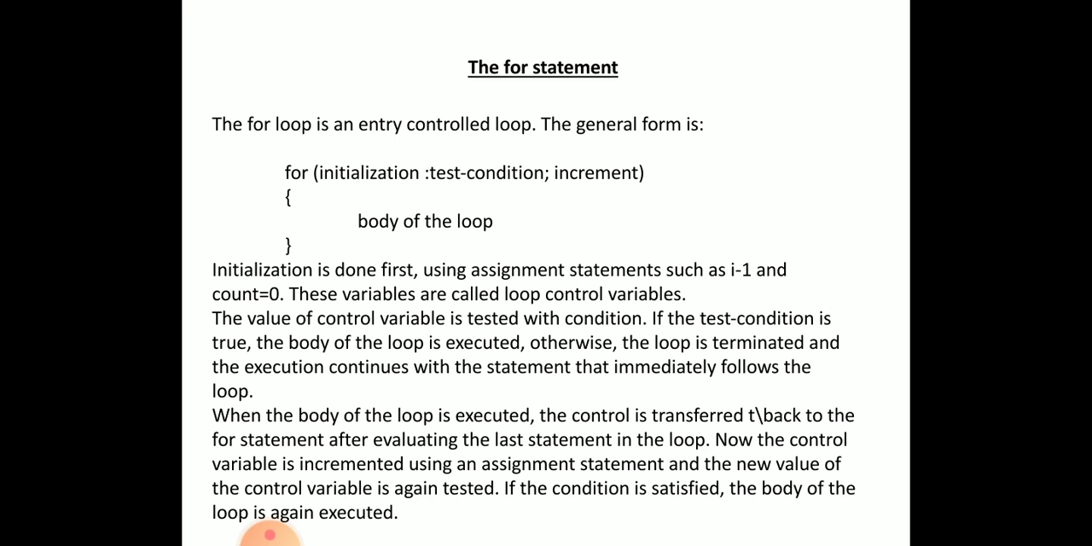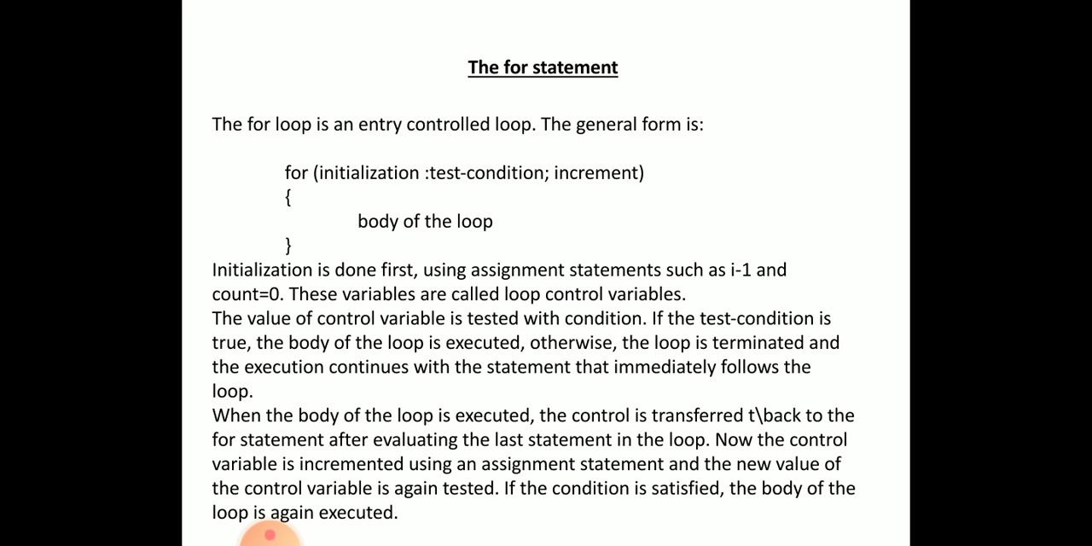The variables I and count are known as the loop control variables. We can initialize the variable as we need in the program. So first the control variables are initialized, that is done on the first part of the for loop. The value of the control variable is then tested using the test condition. Once the variable is initialized, it is tested with the test condition.